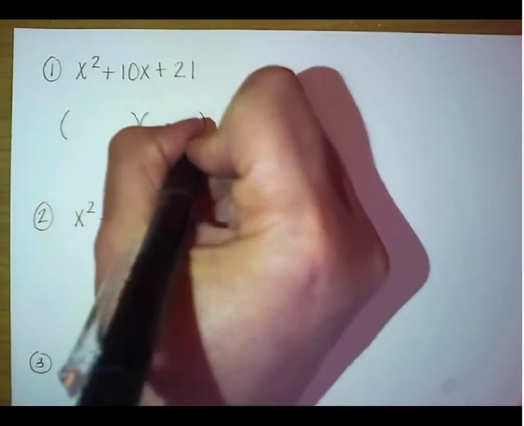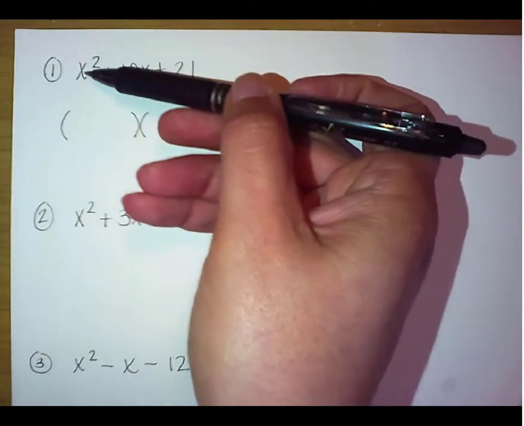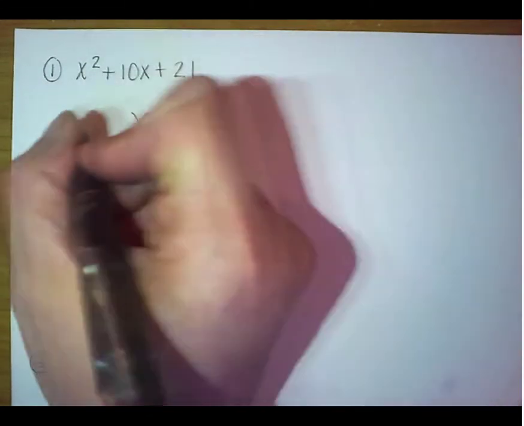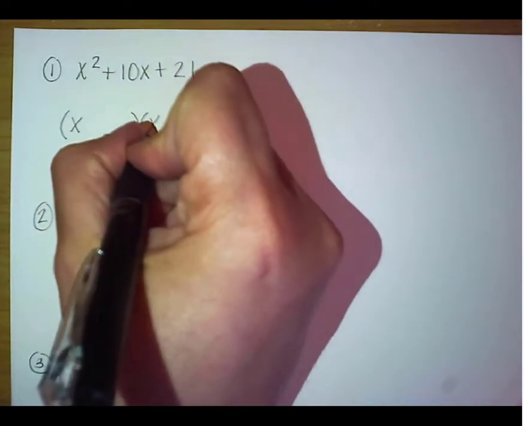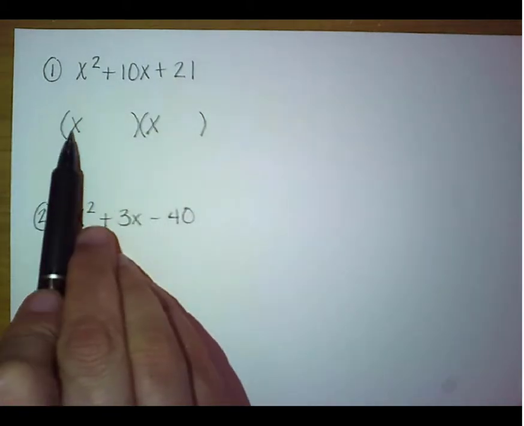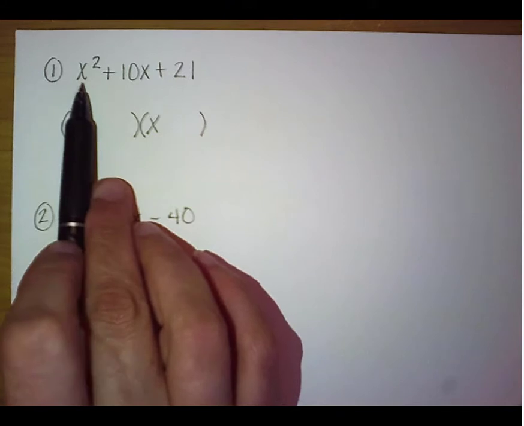So the first thing you want to do is do our two parentheses, because we know that that's what we want our final answer to look like. We also know, because my first term is x squared, that each first term in my parentheses is going to be that letter x, because if I do x times x, I get my first term, which is x squared.